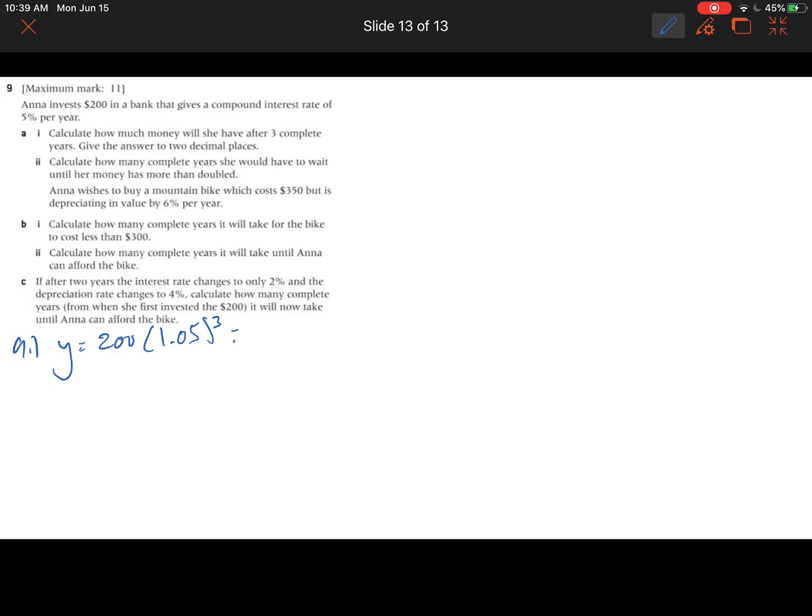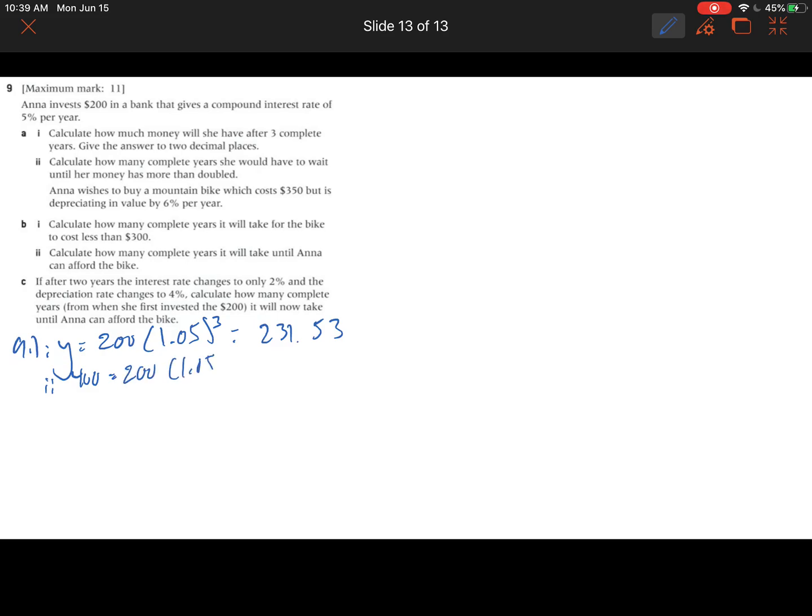Open up my calculator. 200 times 1.05 raised to the third power. She'll have $231.53. Great. How long is it going to take her money to double? So we've got to calculate that. Oh, that's part 2 here, I guess, isn't it?